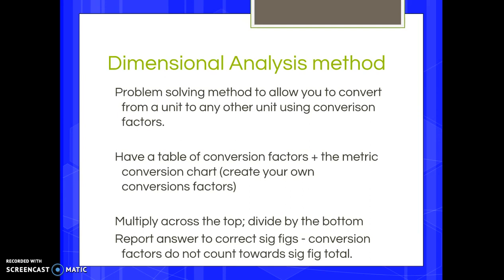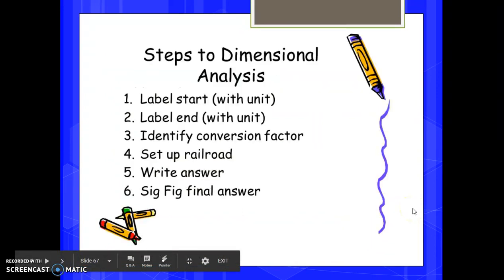I'm going to give you a table of conversion factors, as well as the metric system conversion chart, so you will not have to memorize these. Some of the basic math principles, and I will review these with you: you multiply across the top, you divide by the bottom. So if a number's on the top, you're going to multiply by it. If it's on the bottom, you divide by it, just like any kind of standard math problem. You're going to report your answer to the correct sig figs. And another piece of information to remember is that conversion factors do not count towards your total sig figs.